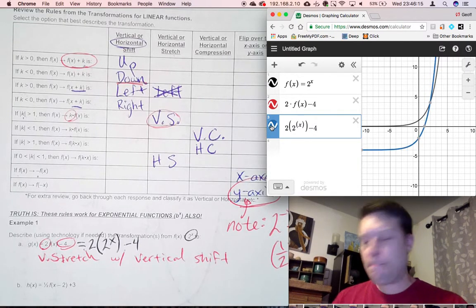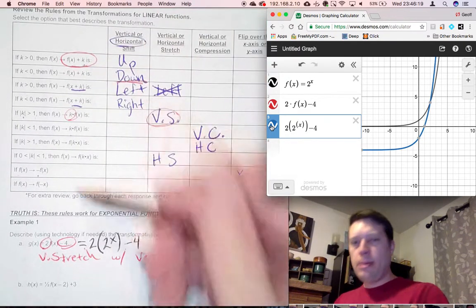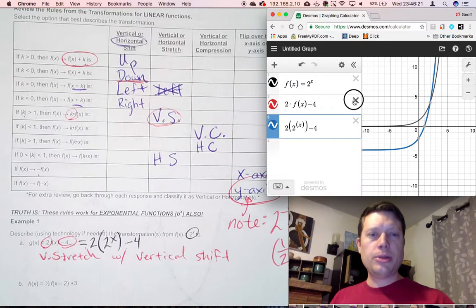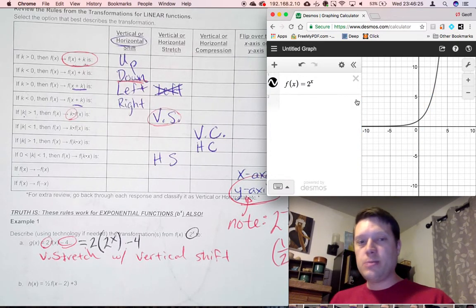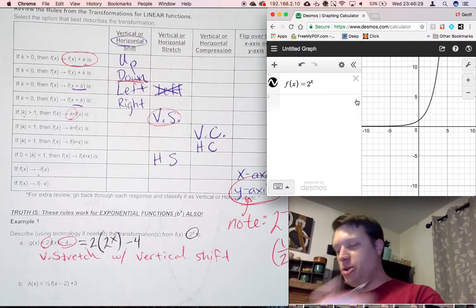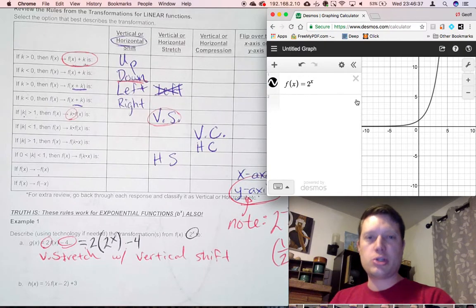Okay? Let's do part B. Part B, we're looking through the table, maybe we're going to use Desmos, but we're looking through the table to be able to identify how f of x has been transformed, and then we'll go back and use the graph, and we'll go back and use the table to confirm, okay, that's true. When you had a 1/2, that did mean this. When you had a -2, that did mean this transformation. When you had a +3, that did mean this transformation.